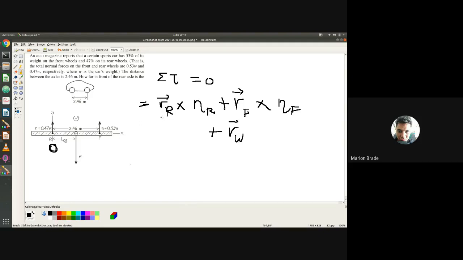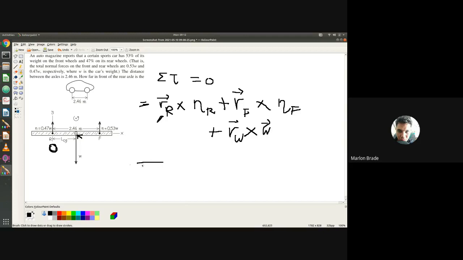Remember that R sub R is the vector quantity connecting the origin to the rear axle. R sub F is the vector connecting the origin to the front axle. R sub W is the vector connecting the origin to the center of gravity, whose position we don't know, cross the weight. Okay?